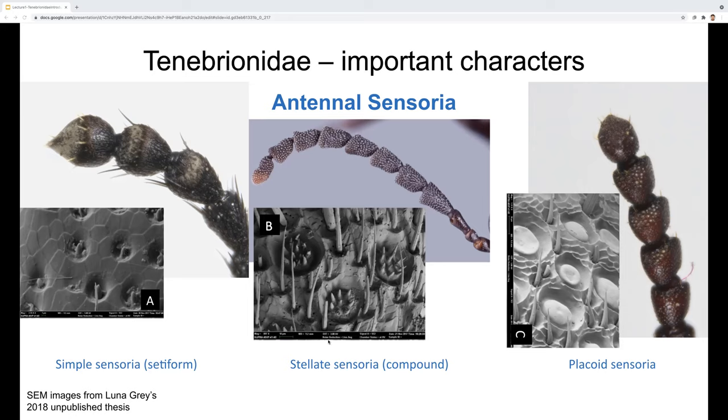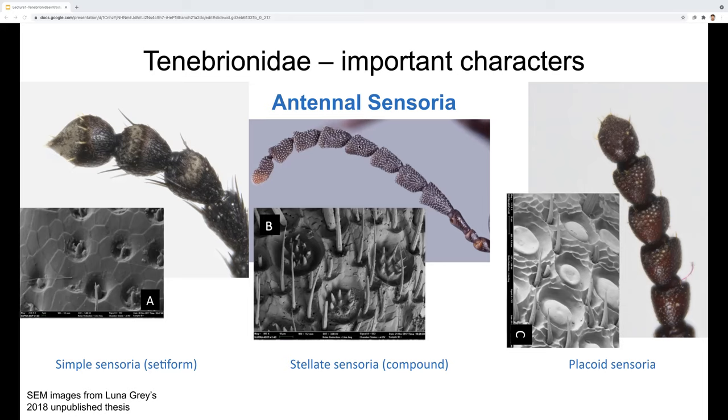Then we have what we call stellate sensoria, or also compound sensoria. And you see we have this single depression that has a whole bunch of setae coming out. And I think the term stellate might in part come from how these setae are arranged, but especially under a microscope, a lot of times it's a bright little blurry patch that looks like a star if the light's hitting it the right way. And in some beetles like this Stenochion right here, they're super obvious.